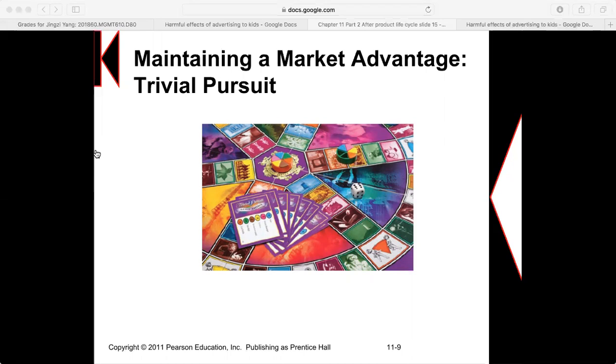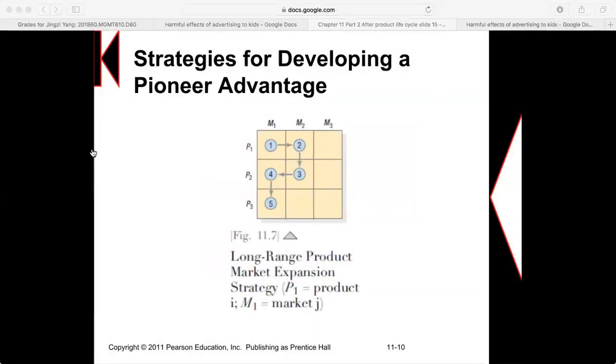Let's talk about the strategies for developing a pioneer advantage. What are the sources of the pioneer advantages? Early users will recall the pioneer's brand name or products that satisfied them. The pioneer brands also establish the attributes that the product class should possess. It normally aims at the middle of the market, so as to capture more users. That's the big thing: you want to capture more users as your customers.